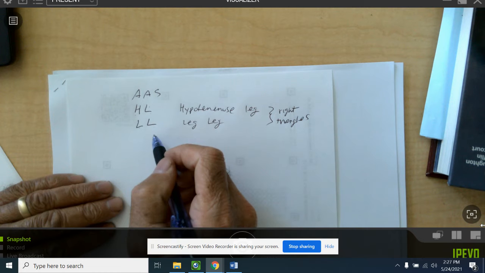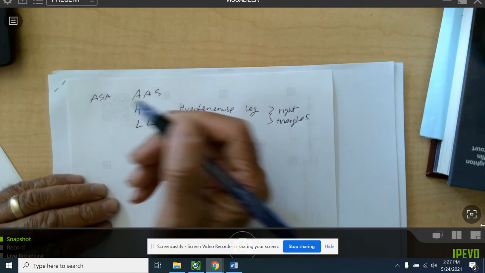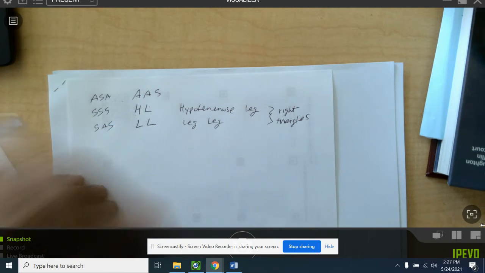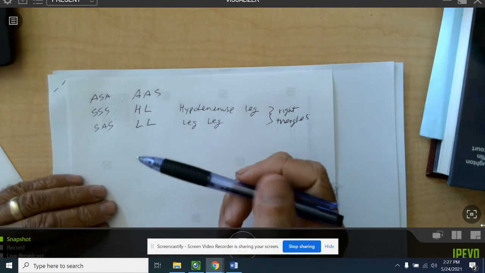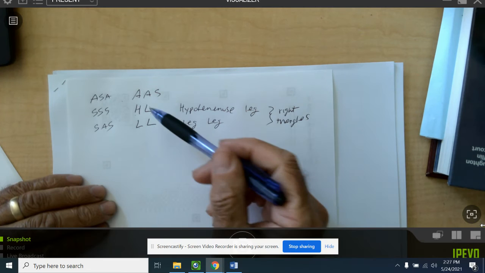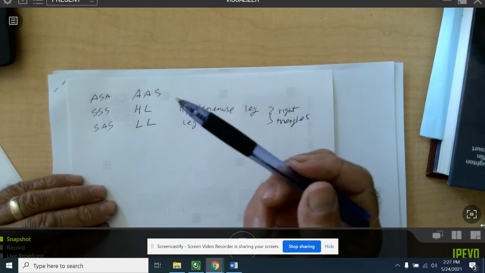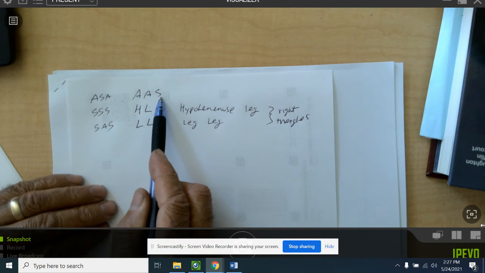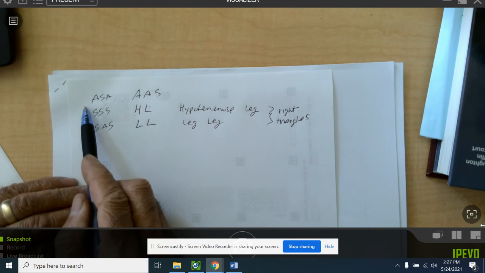Now these three are in addition to angle, side, angle, side, side, side, and side, angle, side. So we're going to talk about these one at a time briefly. I'm not going to give a proof of why they work, but I'm going to demonstrate why they work using numbers. This first one, angle, angle, side, is really just another version of angle, side, angle.